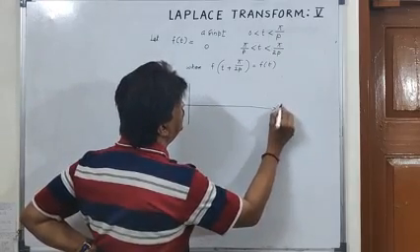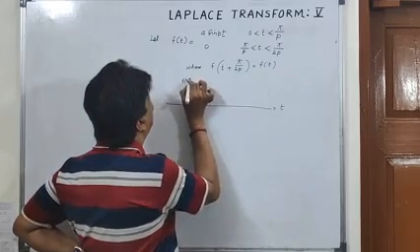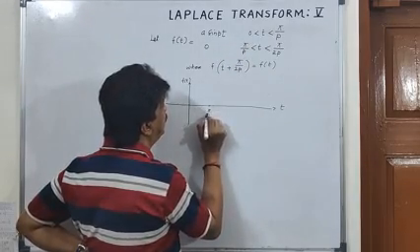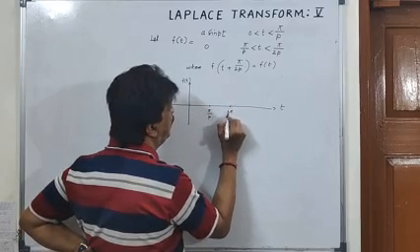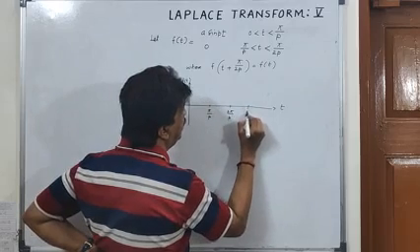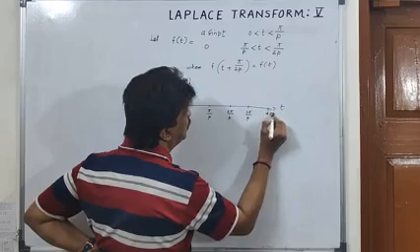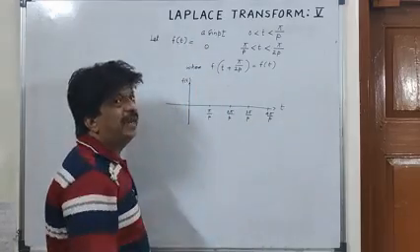If this is the t axis and this is the f of t axis, from 0 to pi by p, suppose pi by p, and this is 2 pi by p, 3 pi by p, 4 pi by p, suppose. From 0 to pi by p, it is a sine pt.